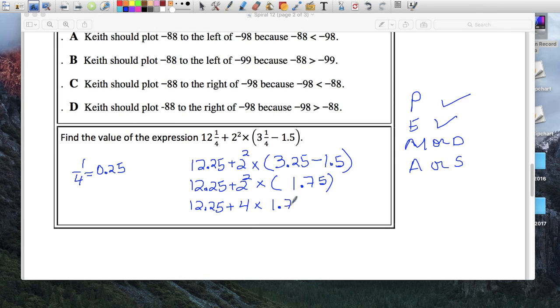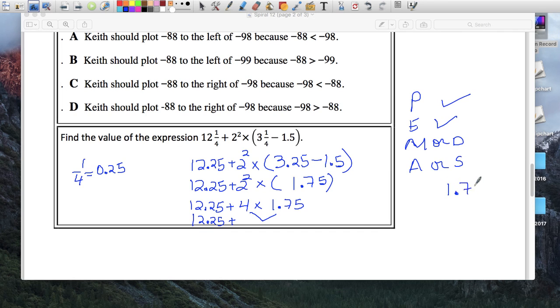and you can take it out of the parentheses if you like. So no more parentheses. I took care of everything in the parentheses. I took care of all my exponents. Now I have to do multiplication or division, whichever comes first from left to right. So I'm not going to do this addition, but instead I'm going to do this multiplication here. So 12.25 stays, the plus stays, but I'm going to multiply these two things, 4 times 1.75.